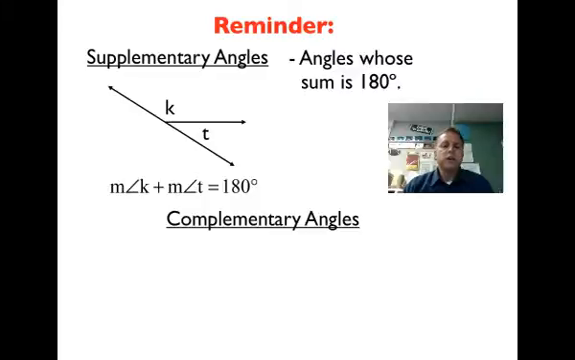So you have an obtuse angle in angle K. Remember, that's a big fat angle. And then angle T is your cute little angle. That's our acute angle.